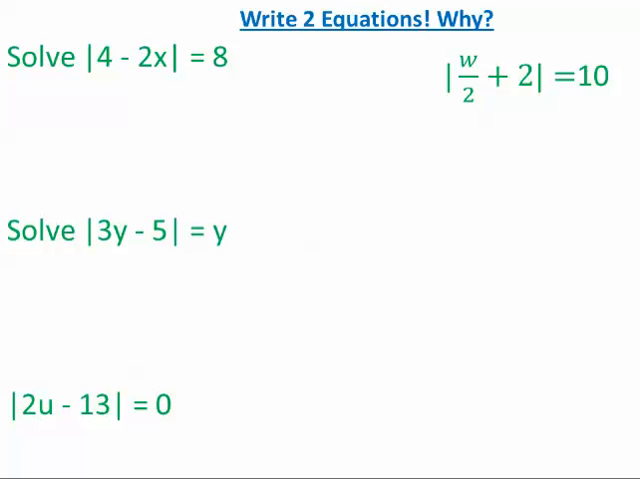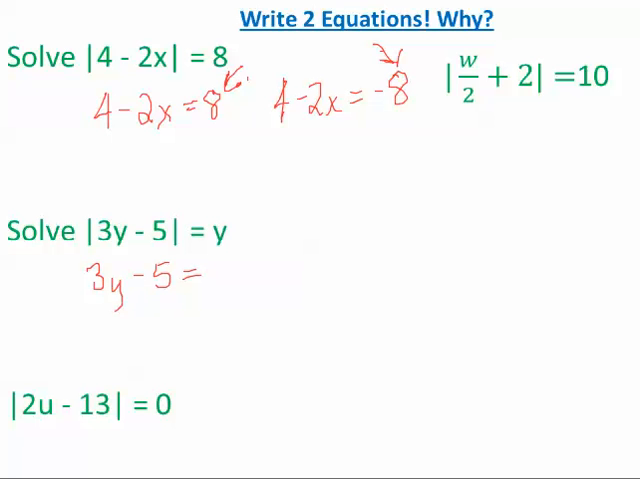I'm trying to decide, I think I'm going to write them twice, but not solve them all. 4 minus 2x equals 8. That's one possibility here. So it could be 4 minus 2x equals negative 8. See, I'm only changing the sign of that one little guy right there on the other side, not everything. Here, 3y minus 5 is equal to y, or it might be 3y minus 5 equals negative y. Again, 2 different equations, 2 possible answers when you solve those 2 equations.